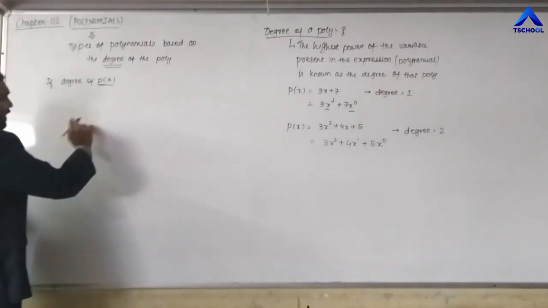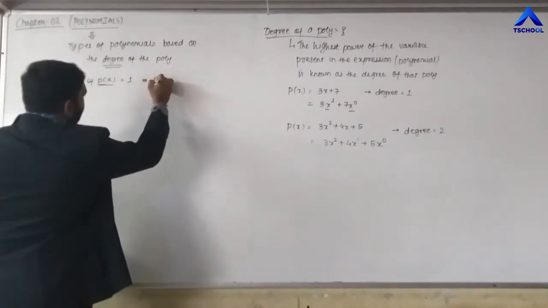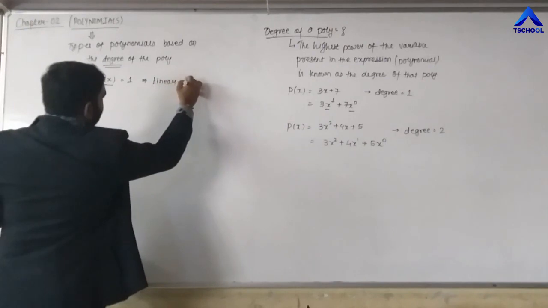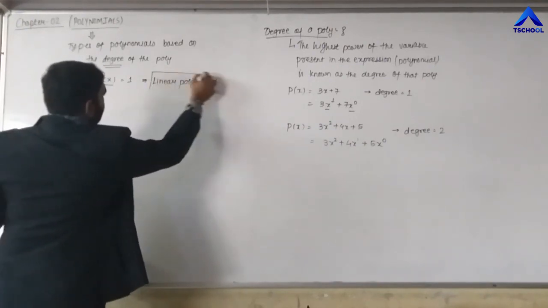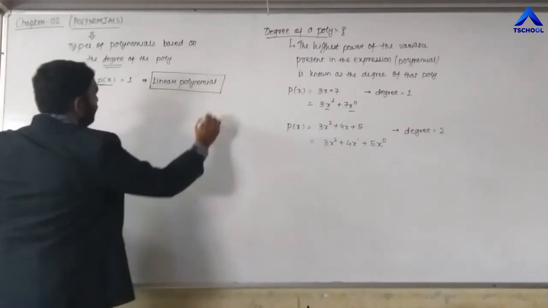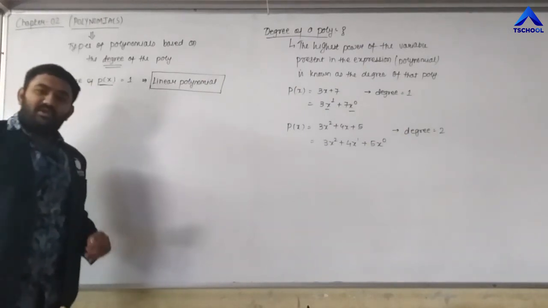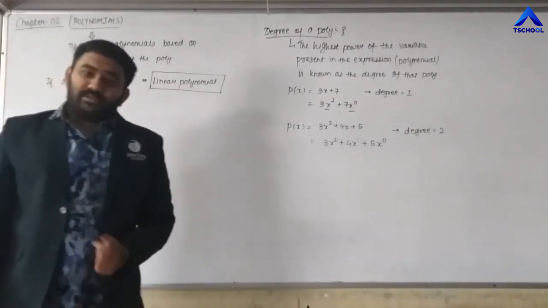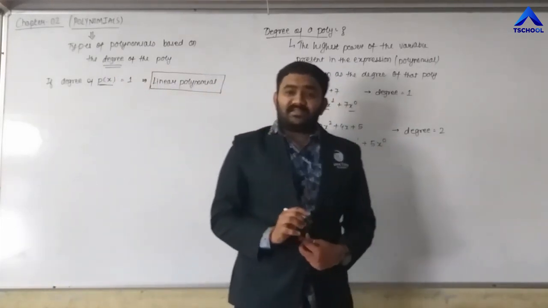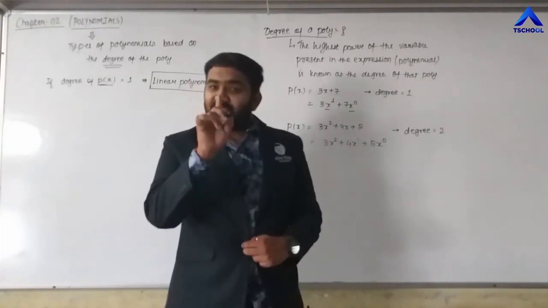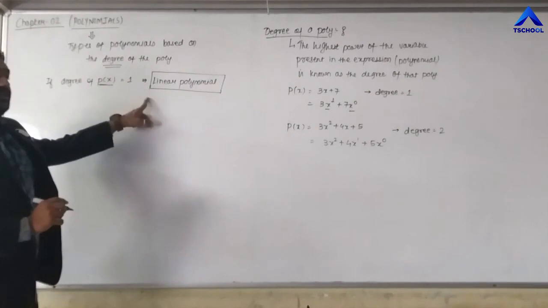So if the degree of p of x is equal to 1, then that polynomial is known as a linear polynomial. Understand? A linear polynomial. When the degree of the polynomial is equal to 1, then that polynomial is known as the linear polynomial. Again, understand it. If the degree of the polynomial is 1, then the polynomial is known as a linear polynomial.